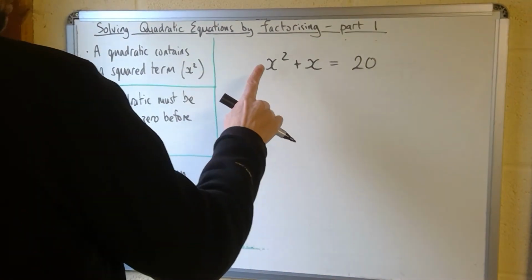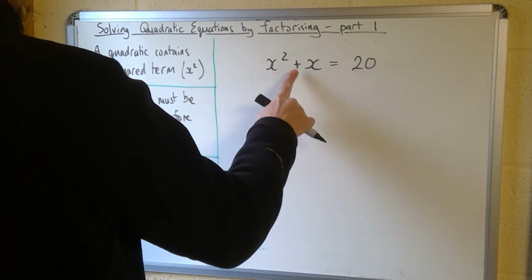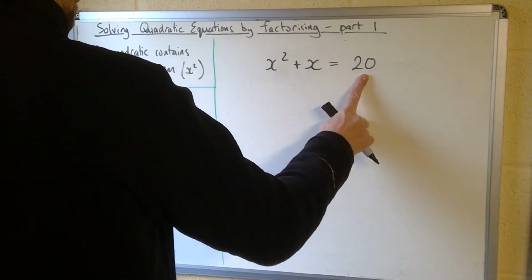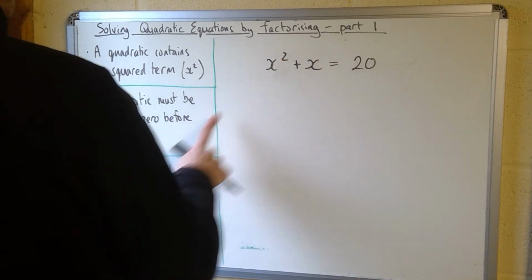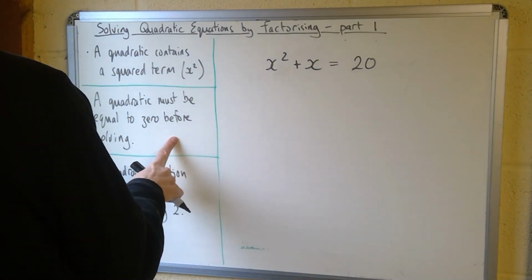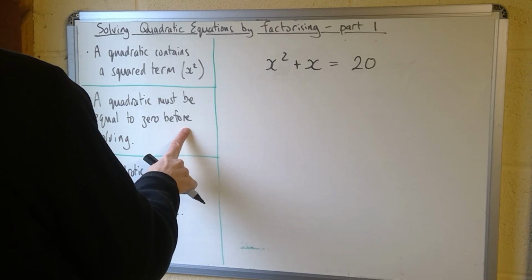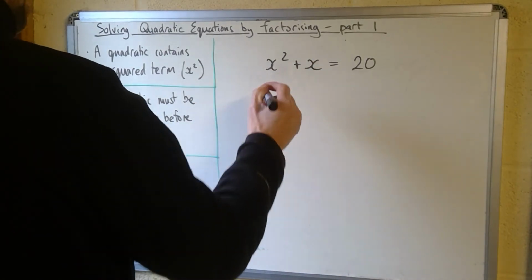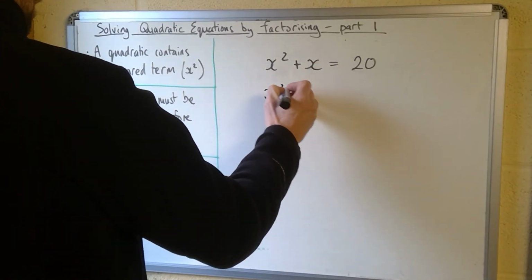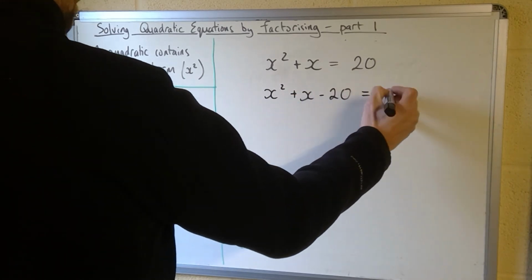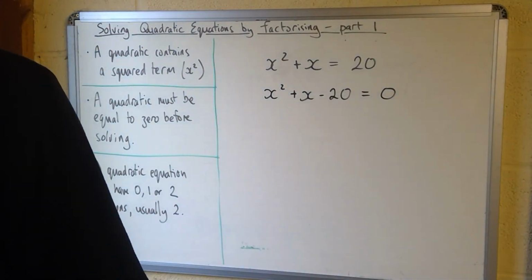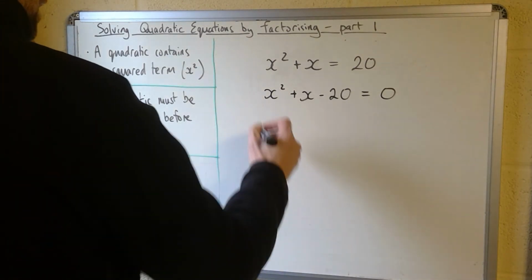My final example is x squared plus x equals 20. Now it's a quadratic equation because squared is the highest power, but it's not equal to 0. So I can't start to factorize it yet. First thing I need to do is make it equal to 0. I'm going to make it equal to 0 by taking 20 away from both sides.